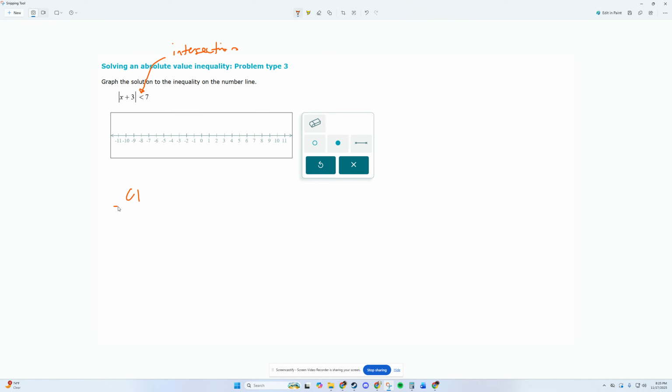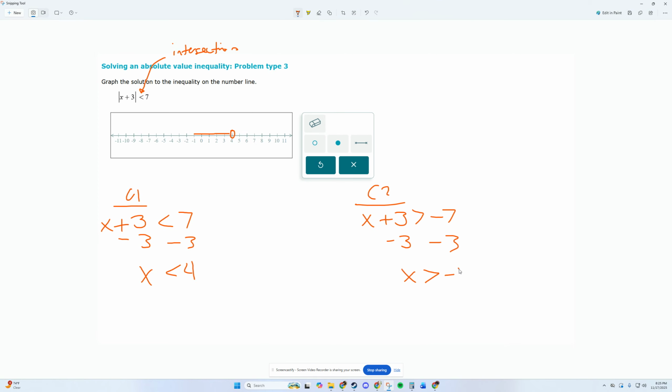So we could do case 1 and case 2 of absolute value. First off, we would just follow this as is. Case 2, you make it negative, and if you make it negative, you flip the sign. -3, -3, x is less than 4. So here we'd have 4, and it's going this way. -3, -3, x is greater than -10.